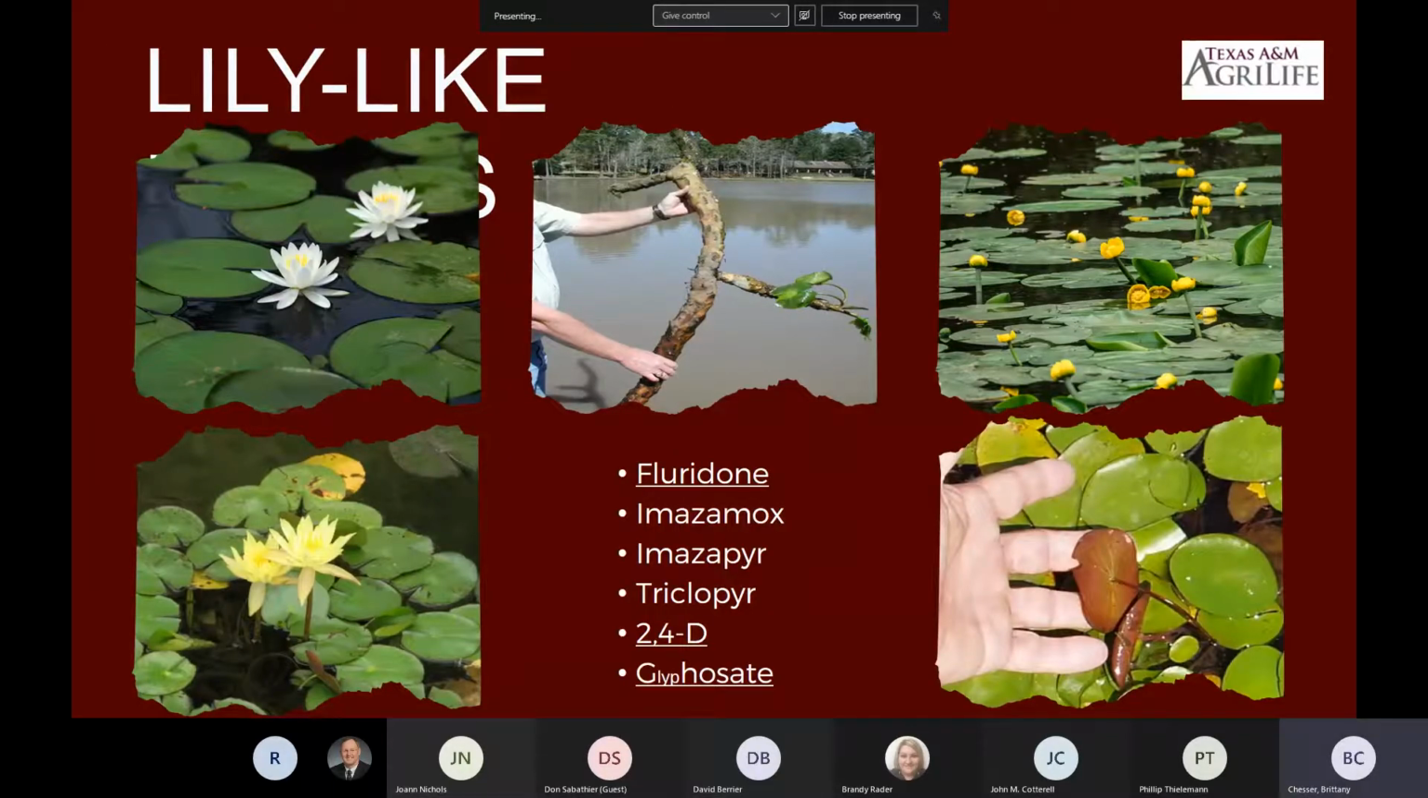Moving on to our lily-like species, there are multiple species that either get called lilies or are still in the lily family, so it doesn't really matter on species. They all have floating leaves with flexible stalks, and they usually have these thick rhizomes that you see in the middle picture here.